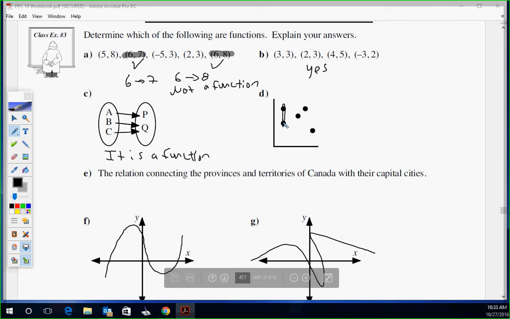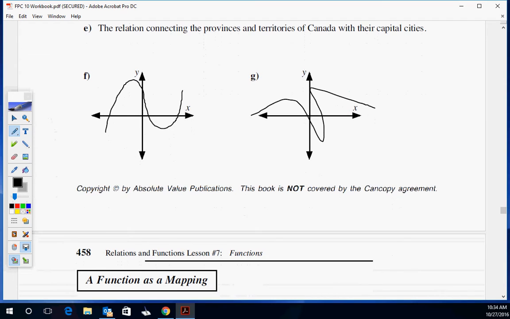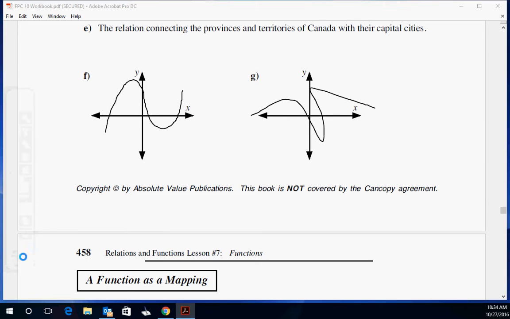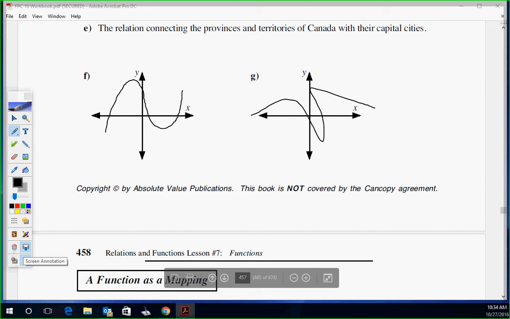Okay, anything else? All right, let's look at this. The relation connecting the provinces and territories of Canada with their capital cities. Oh, it's in words. So you're connecting through the whole provinces unless they're stacked. I don't know what the capitals are in Canada, that's not my cup of tea. So I'm going to assume that that is a function, that none of them are directly atop each other. So we'll say yes.